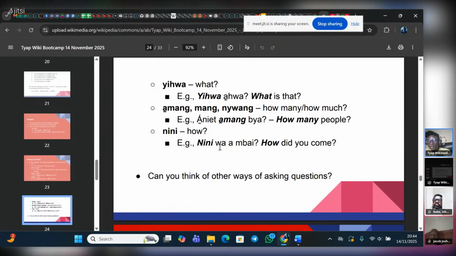Or if Tolibabe is close by, Tolibabe, can you please give us this one in Tyap? Pronounce this one correctly for us. Okay, Niniwa Ambai. Okay, Niniwa Ambai.